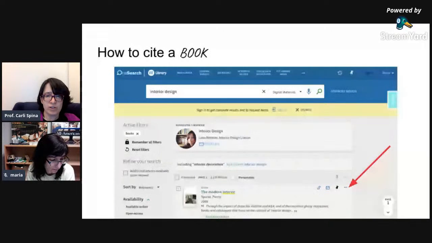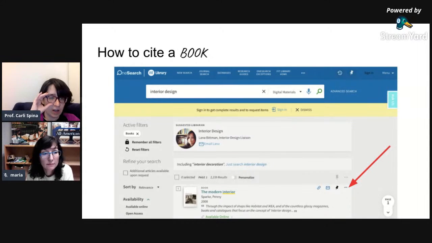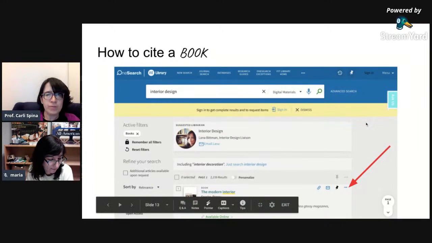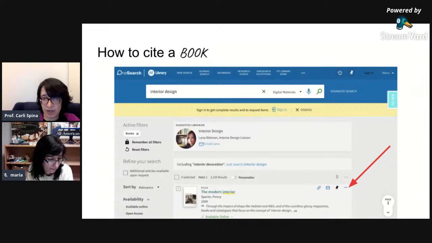So if you run a search, in this case, I ran a search for interior design, and we can see I ran it for digital materials, and I limited my results to books so that I'm only looking at books that are available online. So a few things about this and a few different ways you could get help citing it. So let's say we're interested in this first book. Well, from this screen, there are several different ways you can get library help, and there's one way that you can actually just get an automatically generated citation.